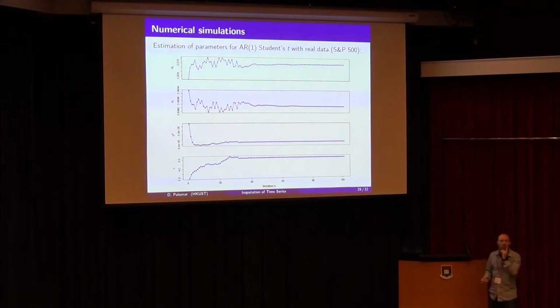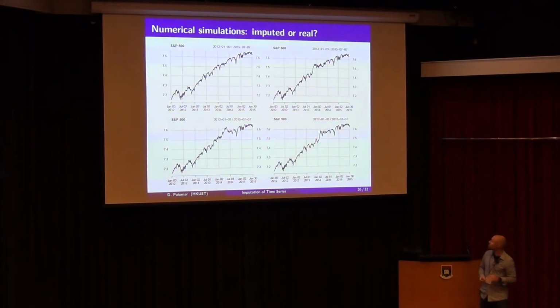Good. And now let me show you one more plot that I think is quite interesting. I want to test you. Look at this. This is real data from the SP500, and I plot it here. You can see 4 plots. What I have done here is remove some block and impute it. Can you recognize where the imputation is here?